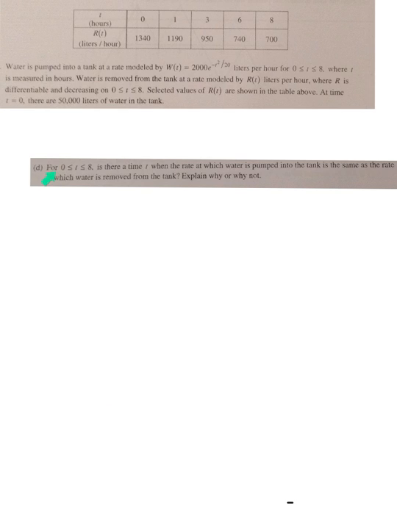Okay, so part D is saying between time 0 and 8, is there a time at which the rate at which the water is being pumped into the tank, now remember, that's W of t, equals the rate at which the water is being removed? Now remember, that's R of t. So really, what they're asking is, is there a time between 0 and 8 where W of t is equal to R of t? Is that ever going to be the case? From 0 to 8, that is.